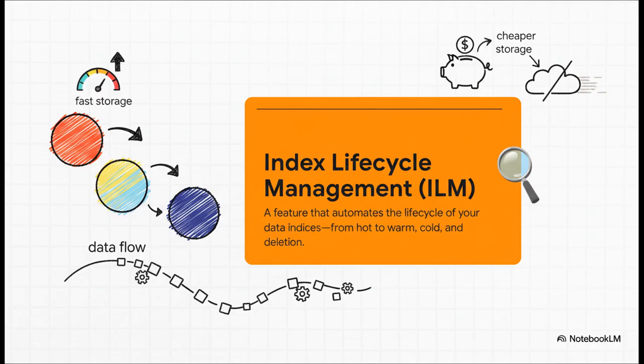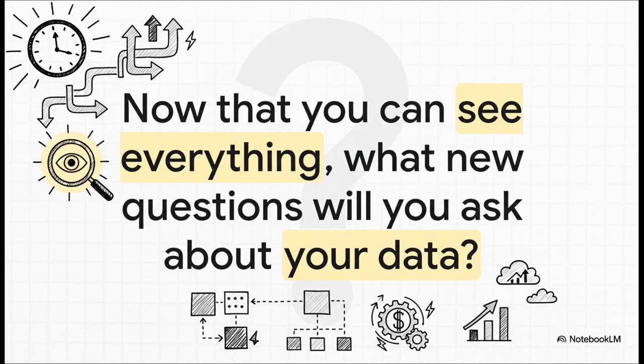You tell it to keep the last week of data on your fastest, most expensive storage for quick analysis, then automatically move older data to cheaper storage. And finally, after, say, 90 days, just delete it. It keeps your monitoring system lean, performant, and cost-effective, all without you lifting a finger. And that really brings us to the end of this journey. We've gone from a baffling 2 a.m. failure all the way to a state of complete visibility with proactive alerts.